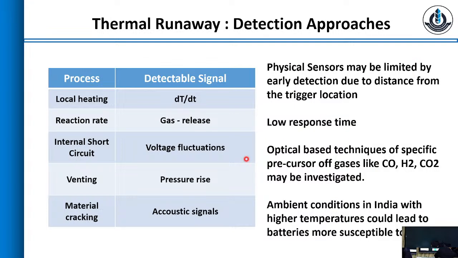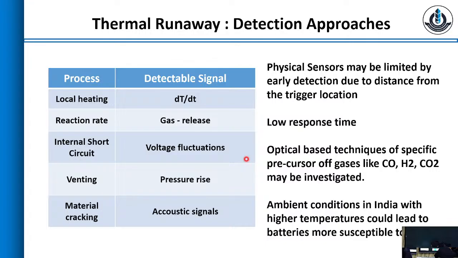So the physical sensors may be very limited due to their location, and they may have a low response time. Now, recently there are optical-based techniques coming out, some kind of IR absorption sensors that can detect off-gases like CO, H2, CO2 that might be released in the initial stages of your battery failure. These optical-based techniques are very fast in terms of response time, so they could be one of the solutions that could help us integrate these kinds of safety features for batteries.